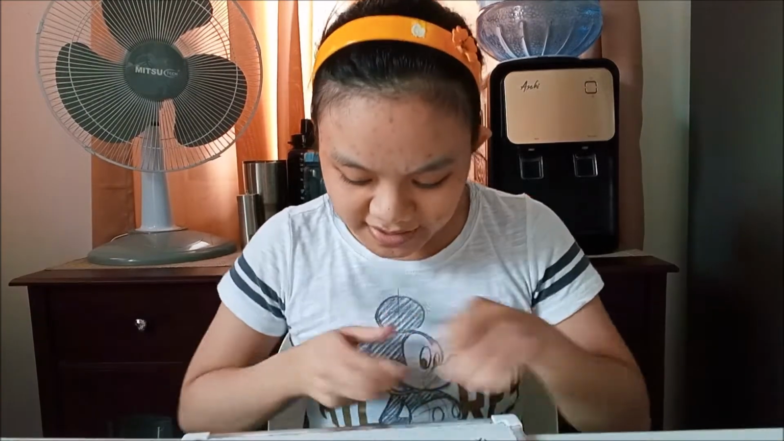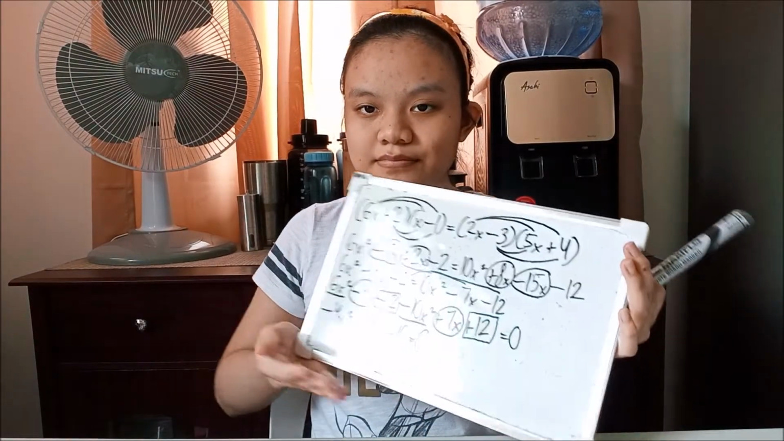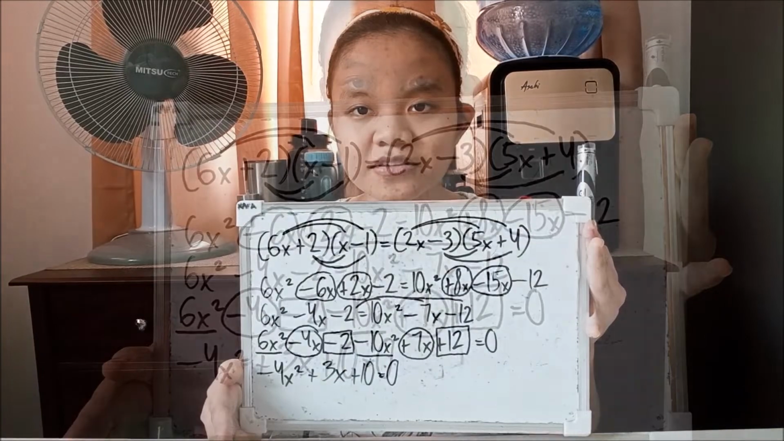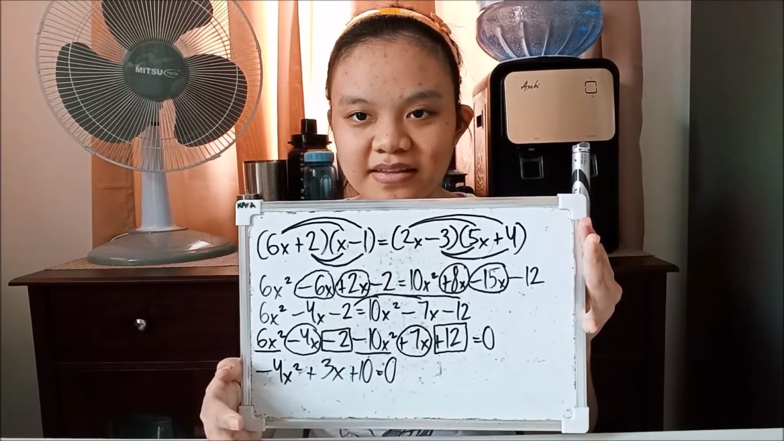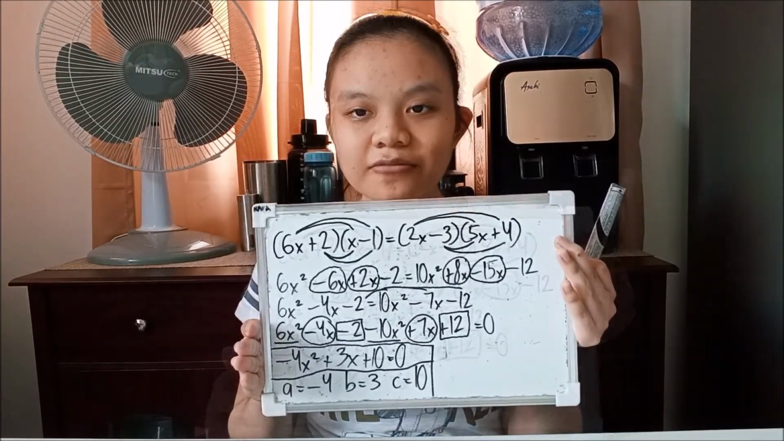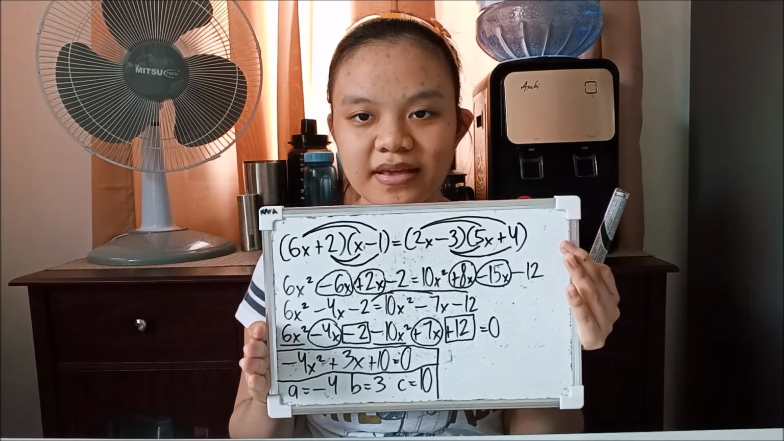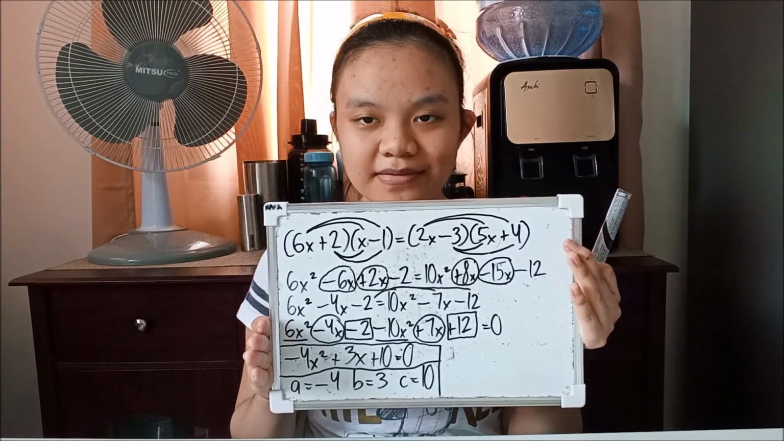Then add the equal sign and 0. Finally, we'll determine the a, b, and c in this example. So a is equal to negative 4, b is equal to 3, and c is equal to 10.